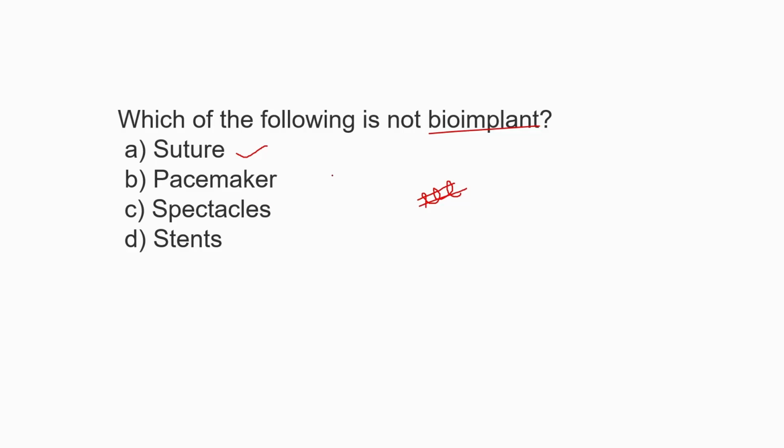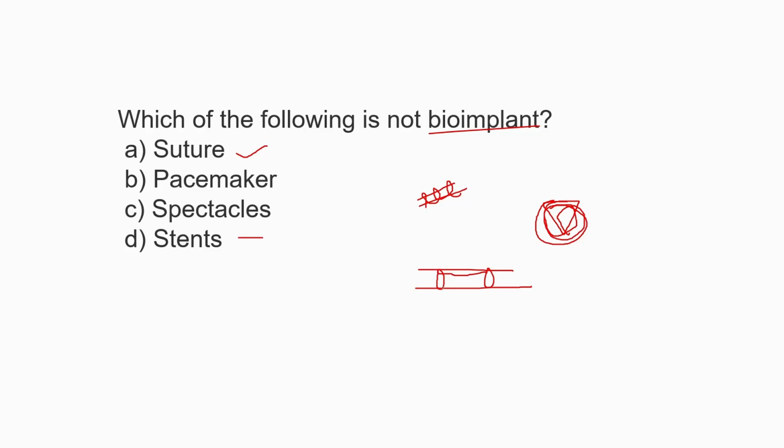And then we have the pacemaker. The pacemaker is basically to maintain the heartbeat. This is implanted in the heart. And then we have stents. So stents are basically implants. Stents are basically used to open the blockages in the blood vessels.